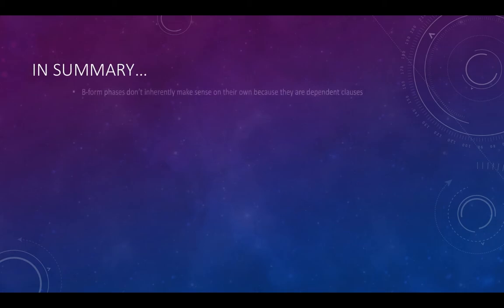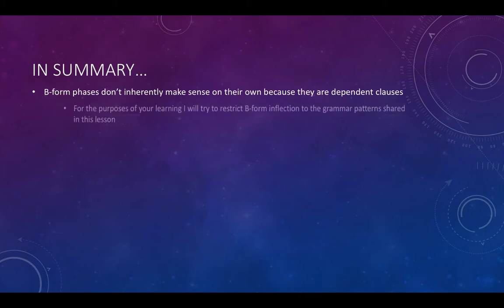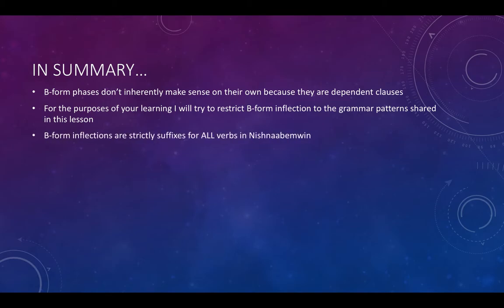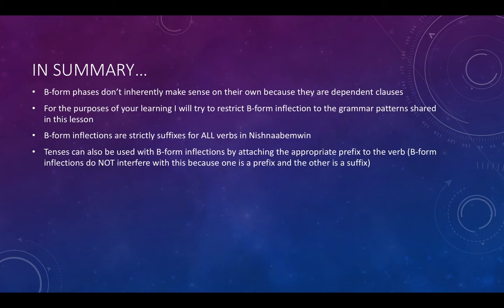So in summary, B-form phrases don't inherently make sense on their own because they're dependent clauses. They're reliant on something else, further information. For the purposes of your learning, I will try to restrict B-form inflection to the grammar patterns shared in this lesson. B-form inflections are strictly suffixes for all verbs in Nishnaabemwin. Tenses can also be used with B-form inflections by attaching the appropriate prefix to the verb. B-form inflections do not interfere with this because one is a prefix and B-form is a suffix.